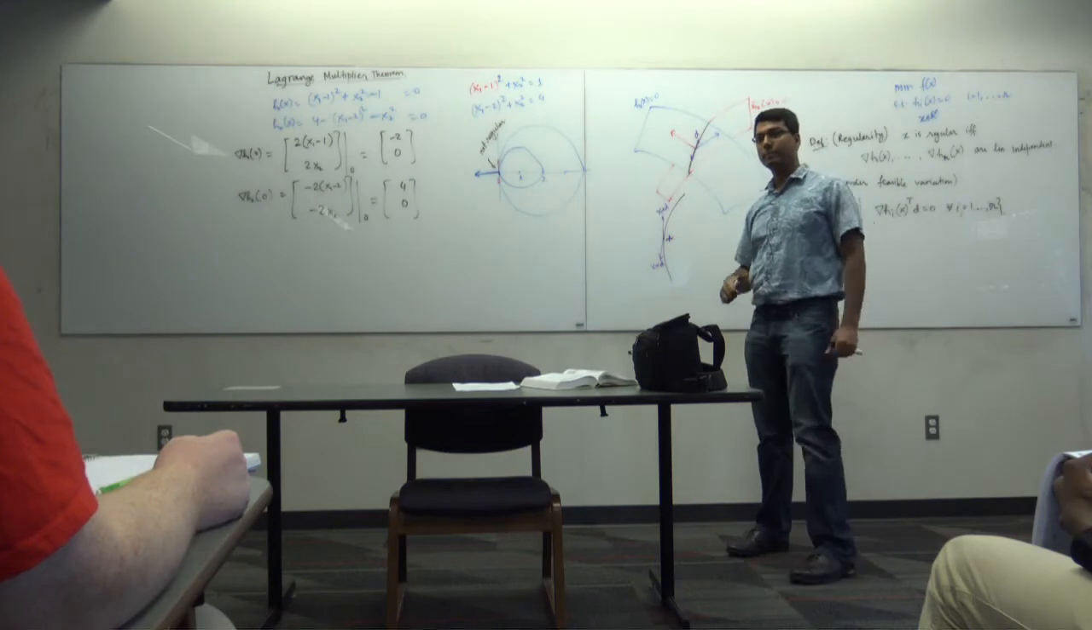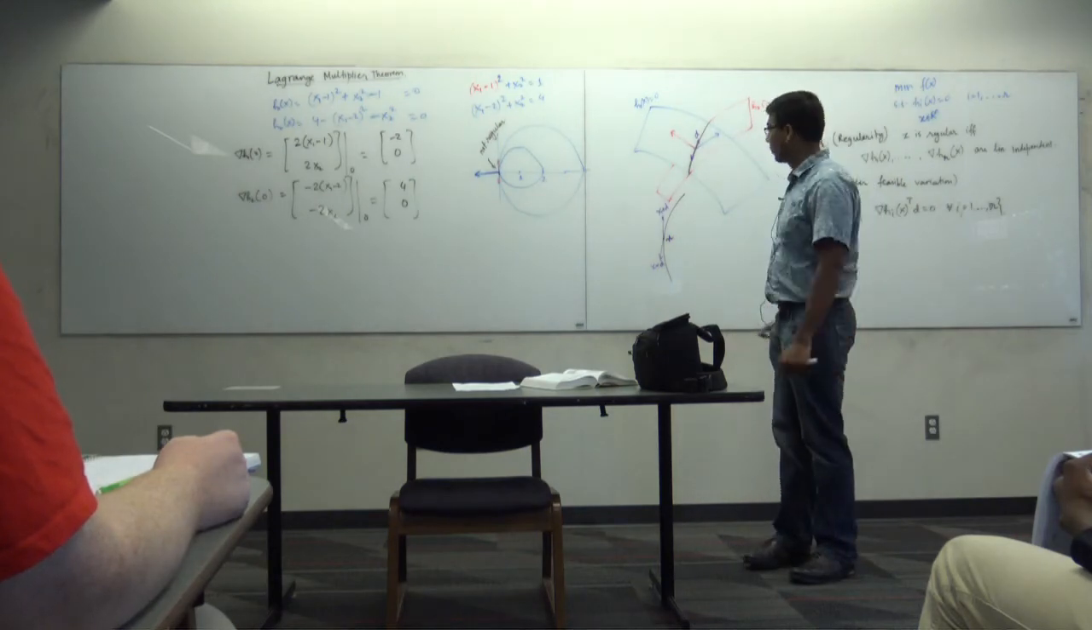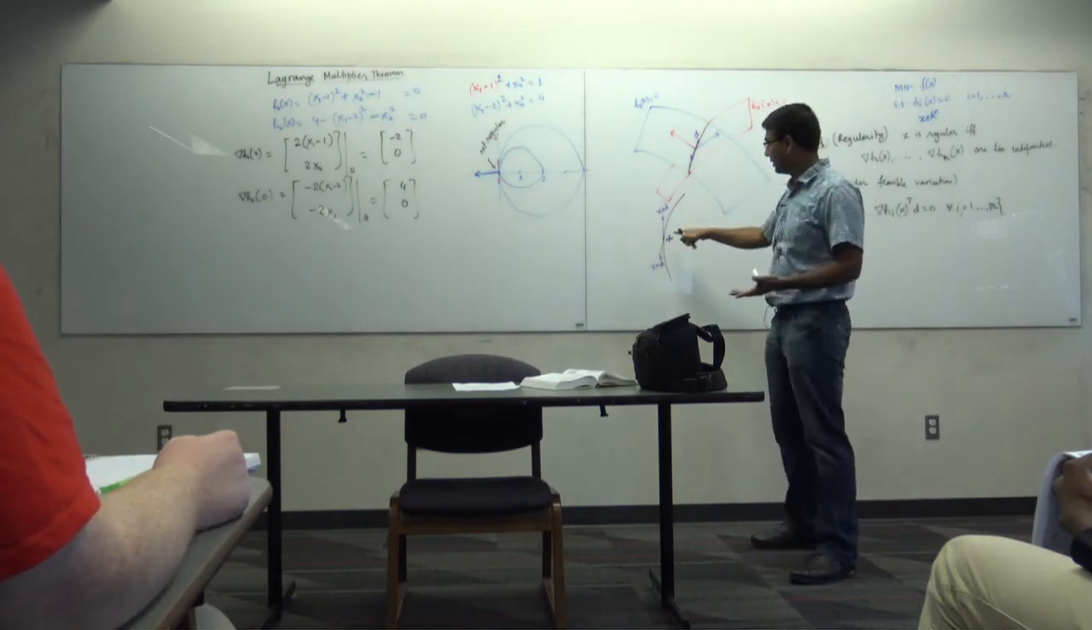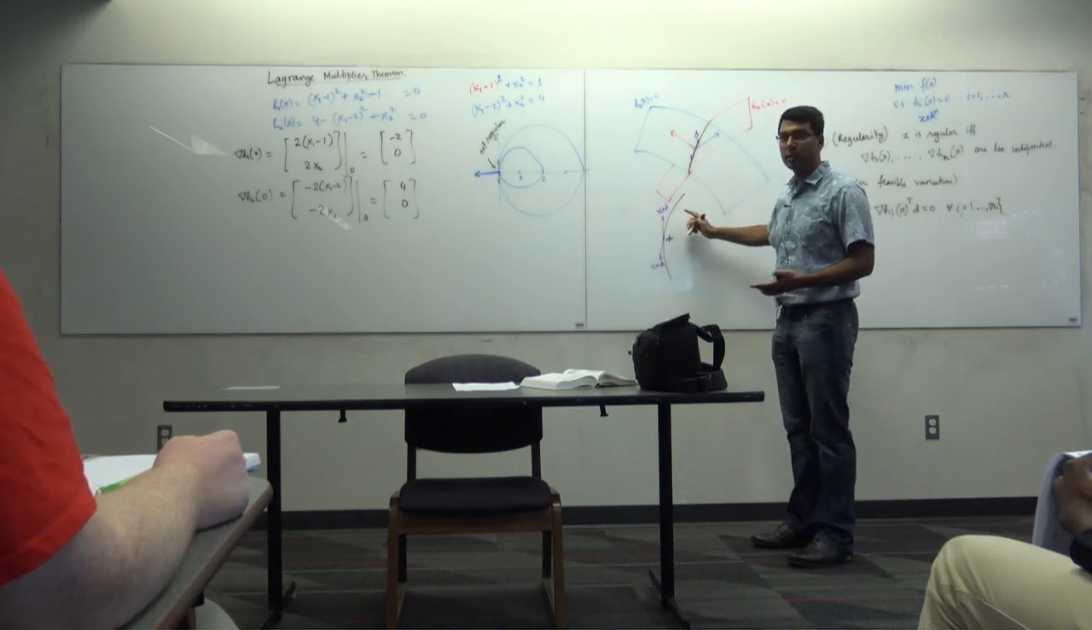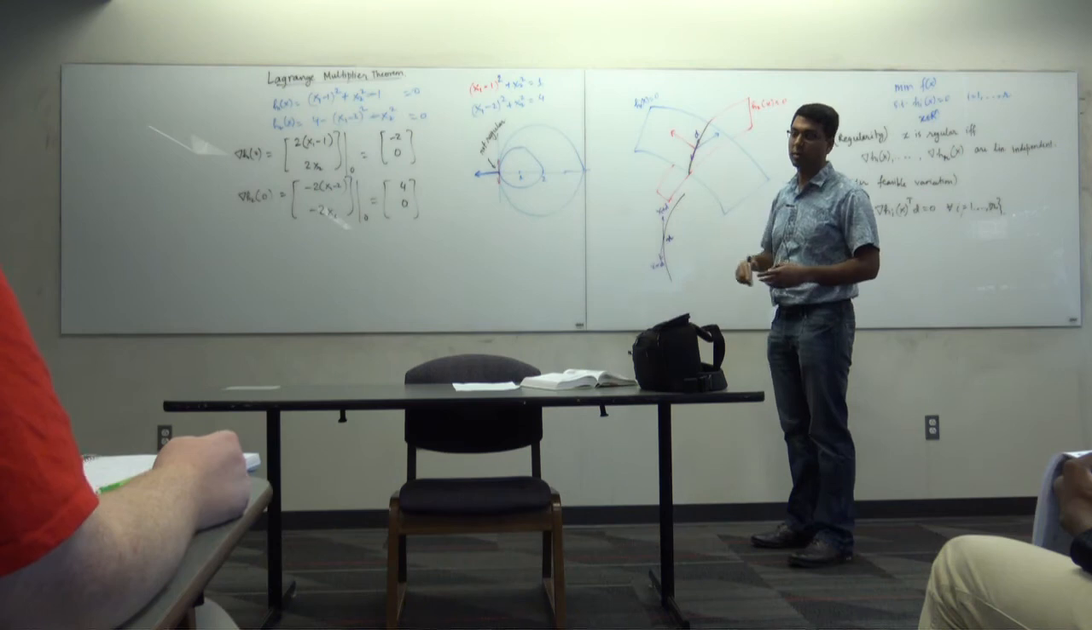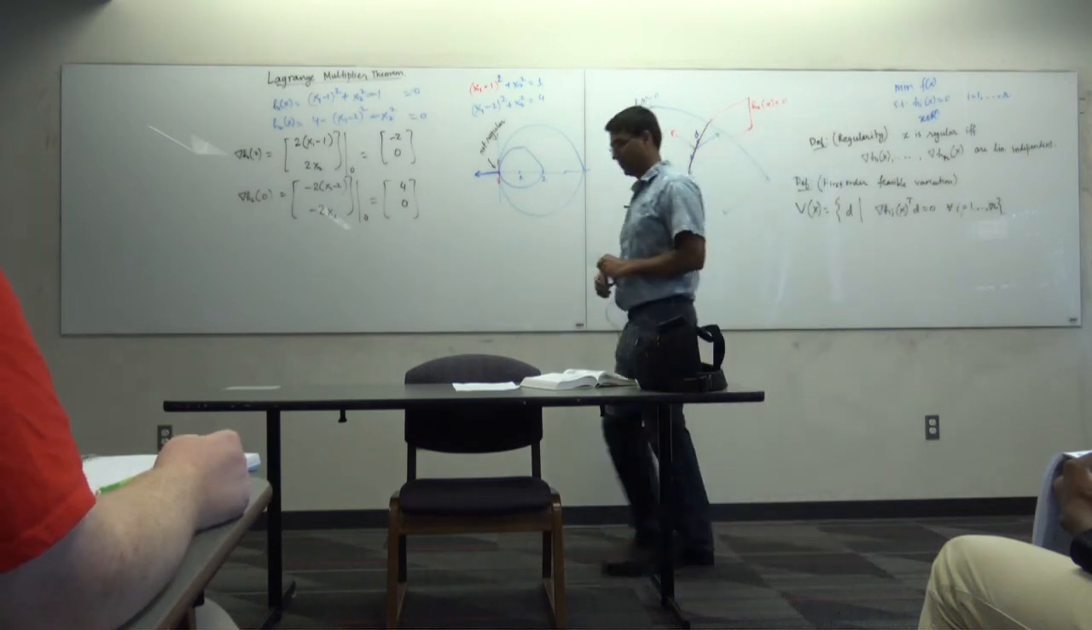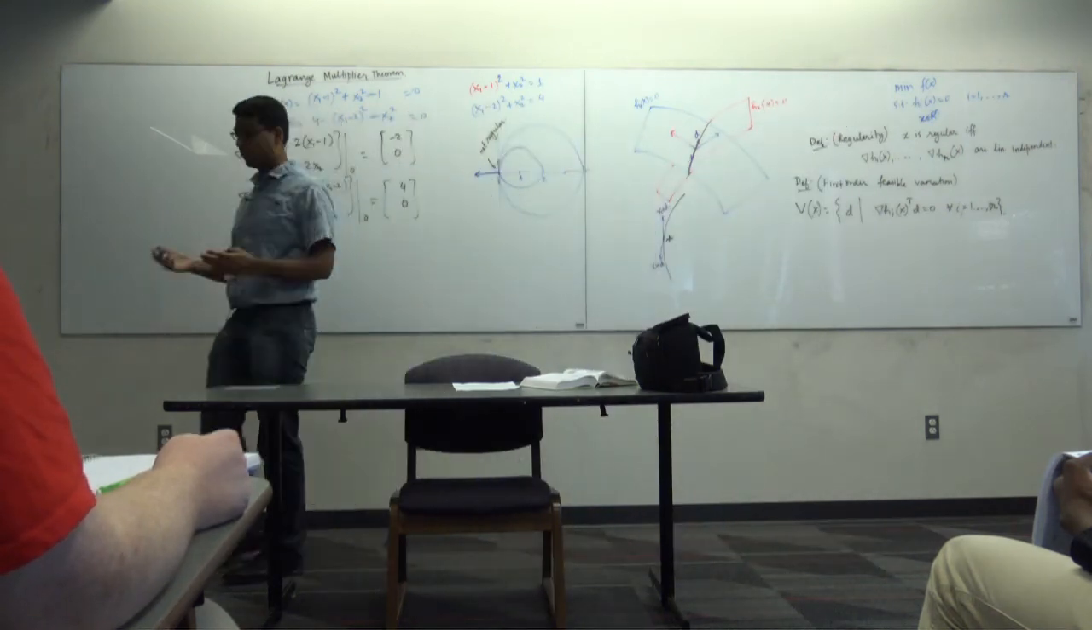Yes? Why are we guaranteed to go out of the set? Well, you're not guaranteed. In this particular example, since the curve has a positive curvature, that's why you will be going out. Yeah. For this particular example, you're guaranteed to go out.